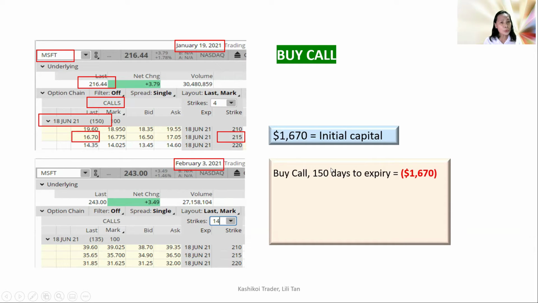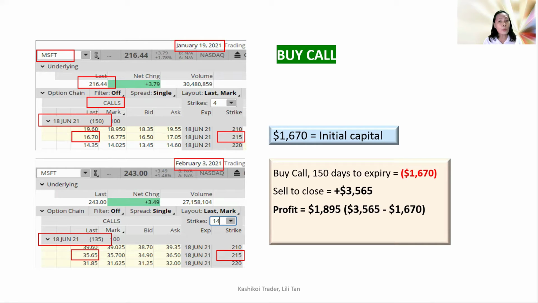So $1,670 is now our initial capital. Let's fast forward to February the 3rd. When the price moves up to near resistance, we close the position by selling the contract back, and we collect a premium of 3.5K. So our profit in terms of dollars and cents would be 1.9K, or an ROI of 113.5%, because our initial capital is only 1.6K.